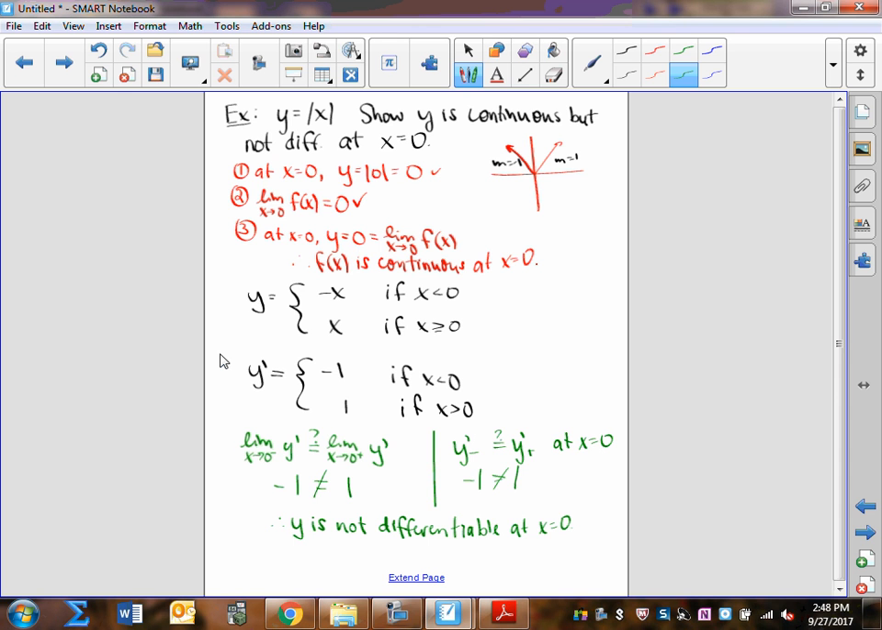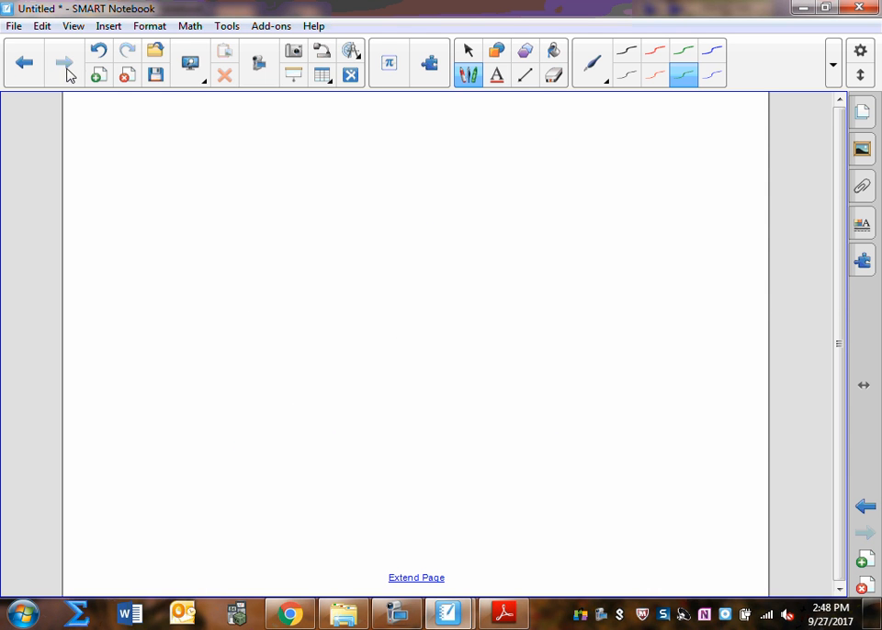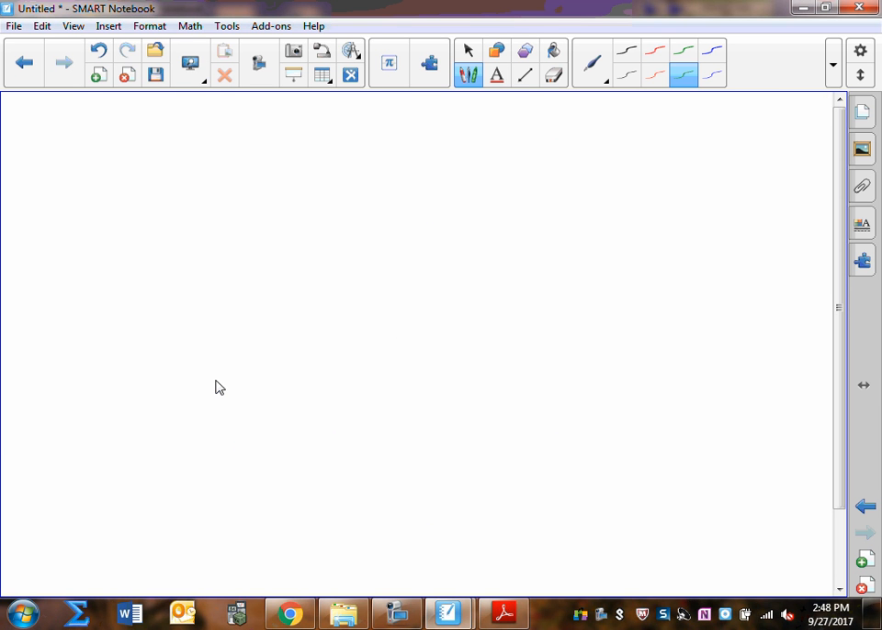Alright, questions on that? Okay, let's do another one with piecewise. Here we're not actually going to show if it's continuous or show if it's not differentiable. Rather, plain and simple, here's a piecewise function, is it differentiable?